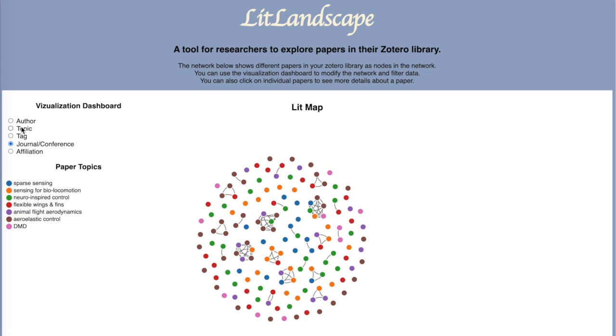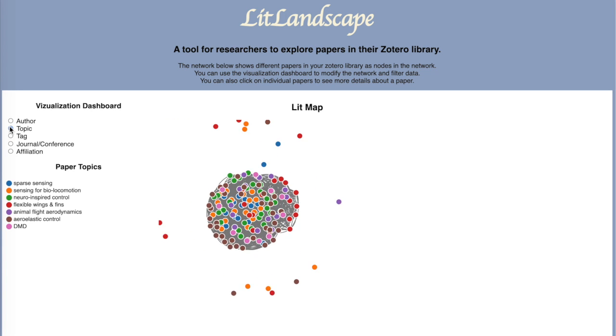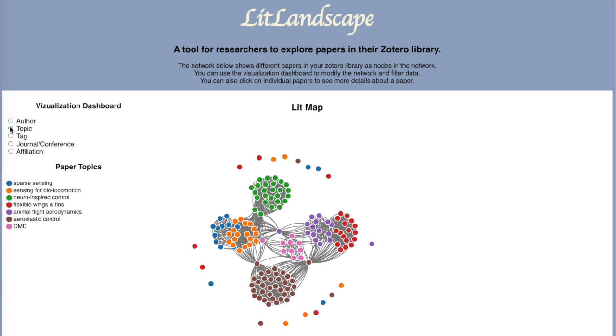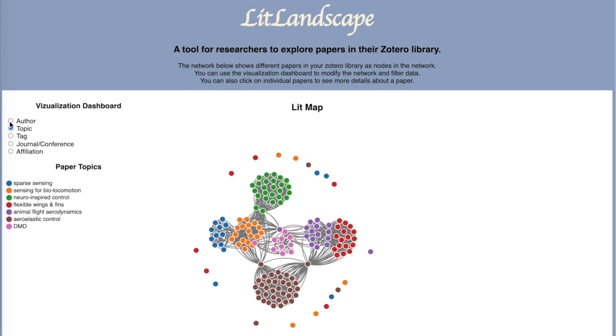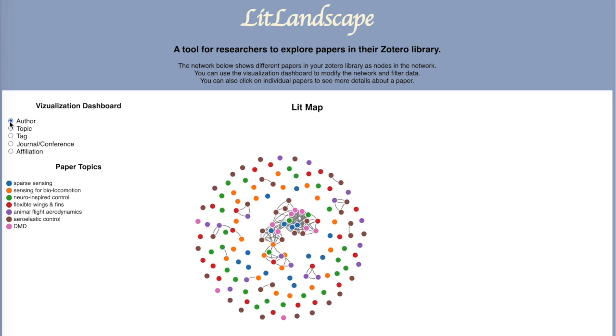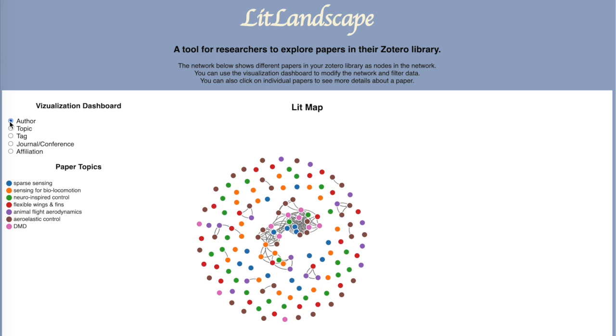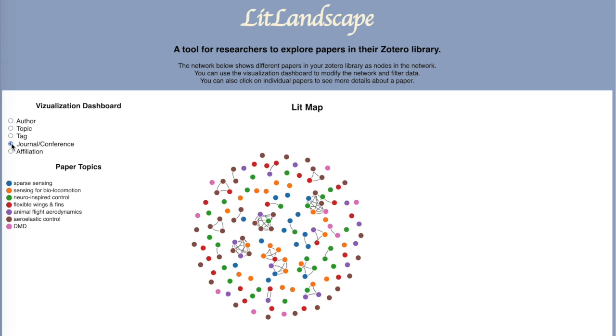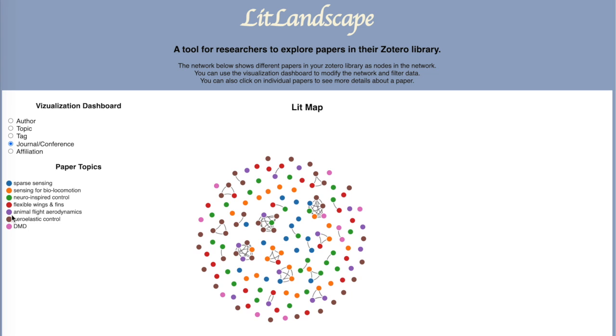There are a few options for how to visualize your library so you can tailor it to what you need. Are you trying to keep track of which papers have authors in common? Are you worried that you might be missing out on relevant work by only looking at papers from a few journals or a few institutions?